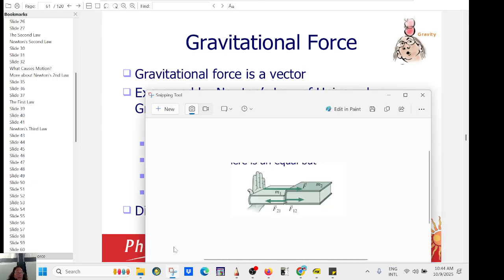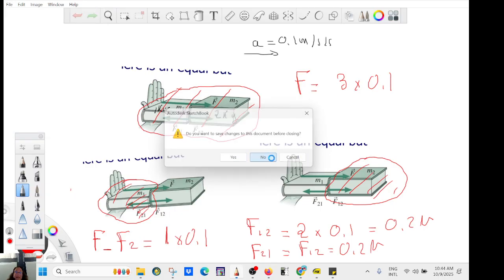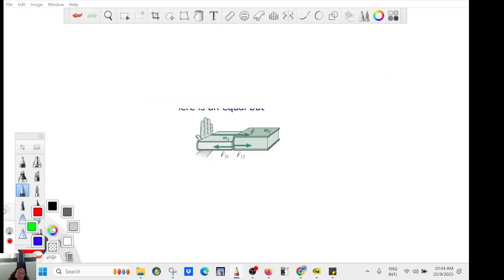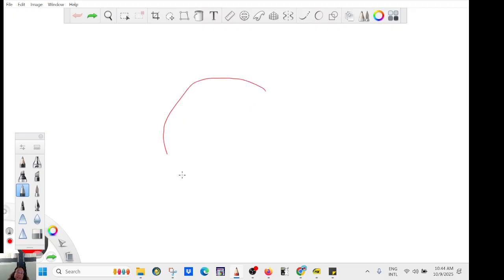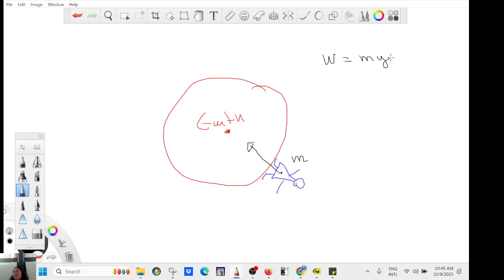Okay, so here it's easy to understand. So on Earth, this is the Earth here, and it has a center, and this is you on Earth. It will be acted upon by a force which we call the pull due to gravity. Okay, inertia is the mass, so the weight will be equal to mg.